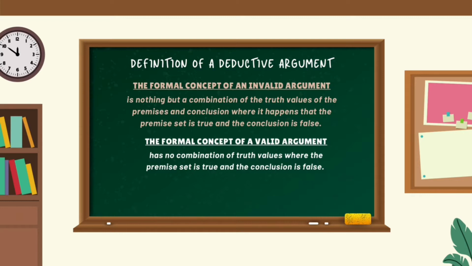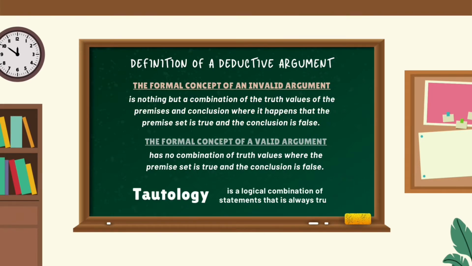Do not be confused by the words that I have just said, for it is a type of argument form called tautology. Regardless of the truth or falsity of the constituent phrases, a tautology is a logical combination of statements that is always true. It's like repeating the same term but it conveys different meanings.